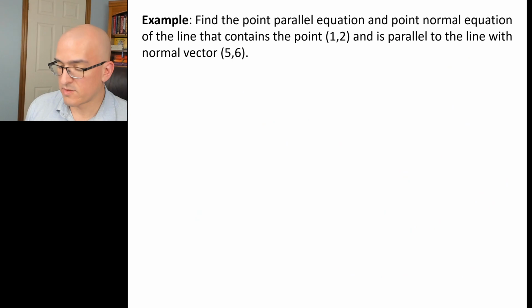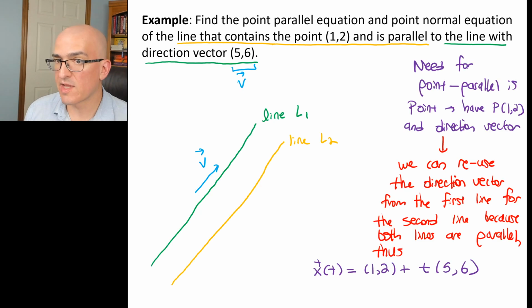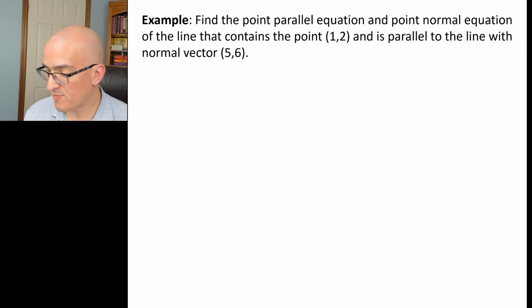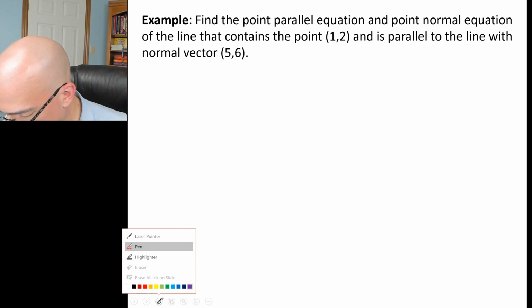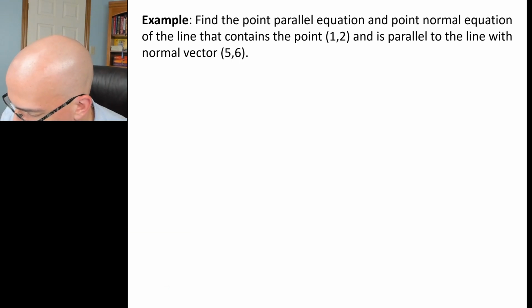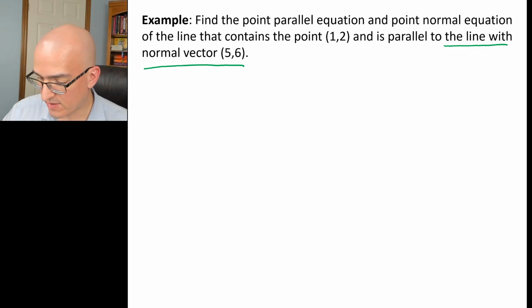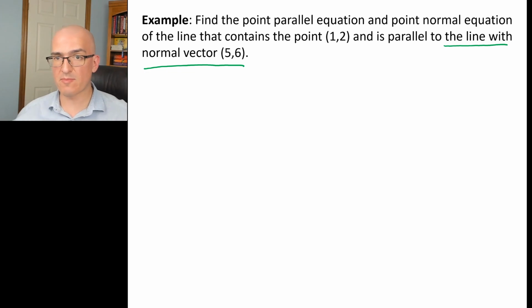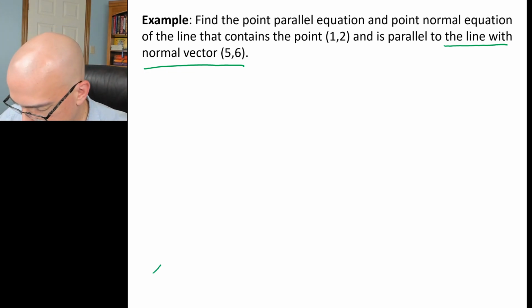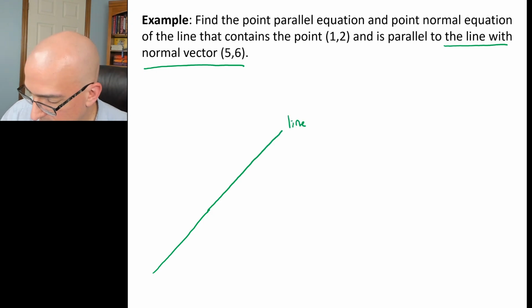So flip back to it. All that's changed is the last part of that sentence. Parallel to the line with direction vector 5, 6 is now parallel to the line with normal vector 5, 6. Everything else is the same. So I'm going to go through the same construction. The line with normal vector 5, 6. So I'm going to draw that vector, or that line. I'm always going to draw my lines going from bottom left to top right, just because it doesn't matter. It's general. So that's my line L1.